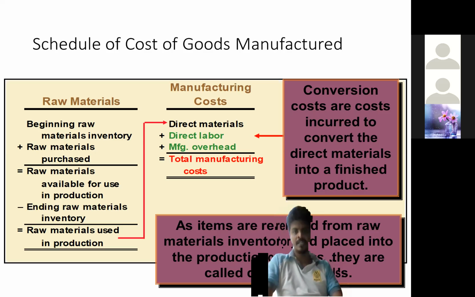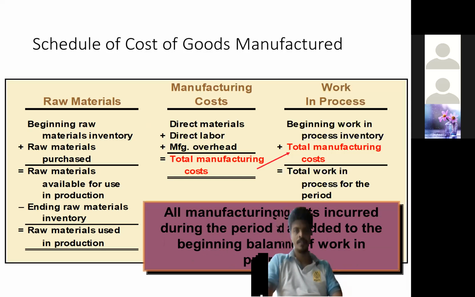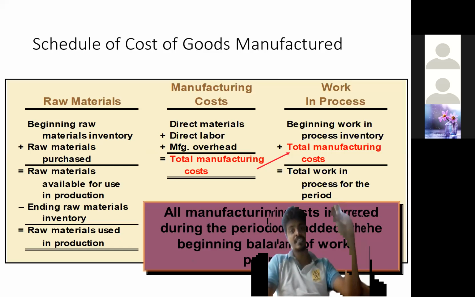Then we can add the manufacturing overhead cost. The total is known as total manufacturing cost. Here, as we are aware, total manufacturing cost means the cost which we incurred during the period. Here we are going to identify the cost related to the product which we manufactured within this period.